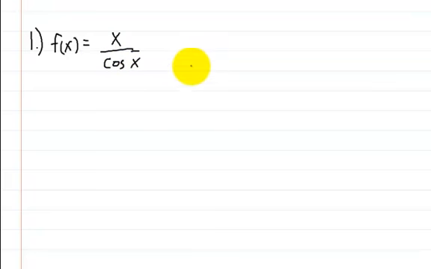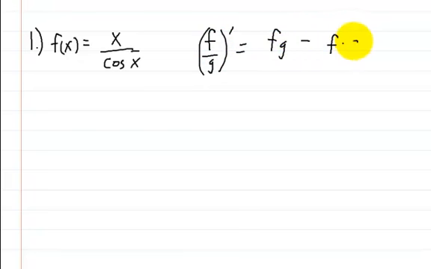So the first problem is f of x is equal to x over cosine x. For this one we need to use the quotient rule. The quotient rule is like so. If you're going to take the derivative of two functions, you're going to do f prime g minus f times g prime, taking the derivative of the first one and the derivative of the last one, and you're going to divide that by g squared.